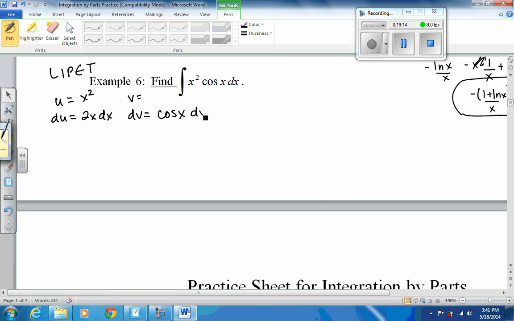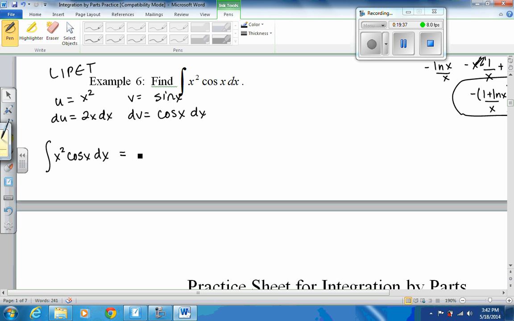Antiderivative of cosine of x is sine of x, and we'll rewrite it. I'm going to start all the way over here on this side. You'll see kind of why. So this is what we're doing. We're going to say that this integral that we're looking for equals, remember, uv minus all that.